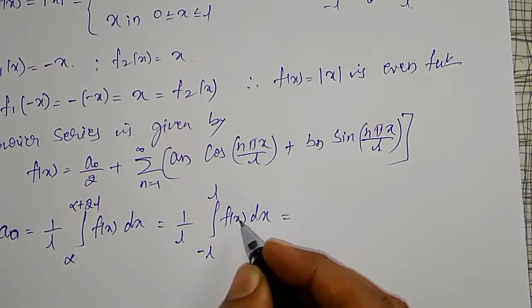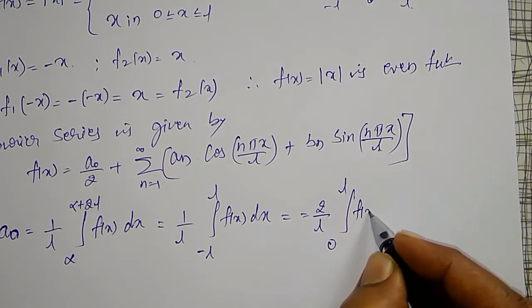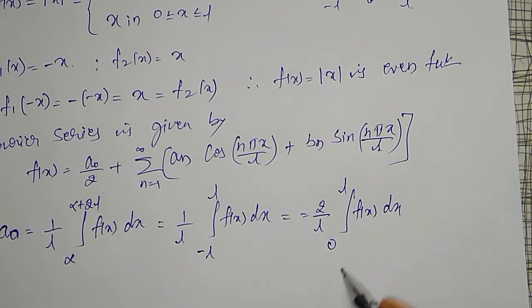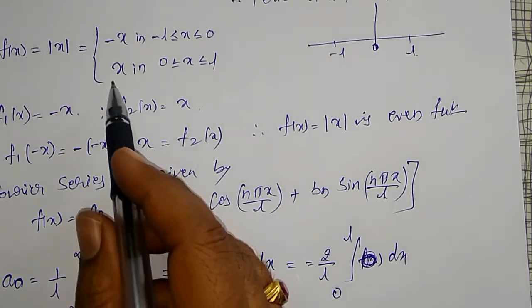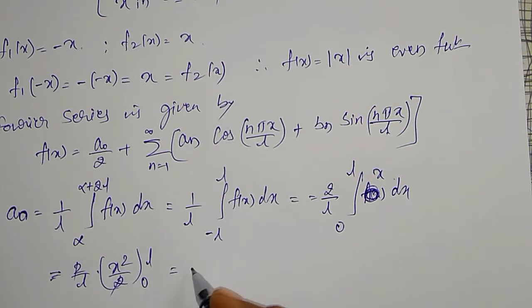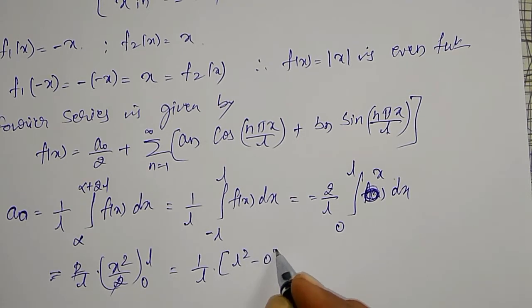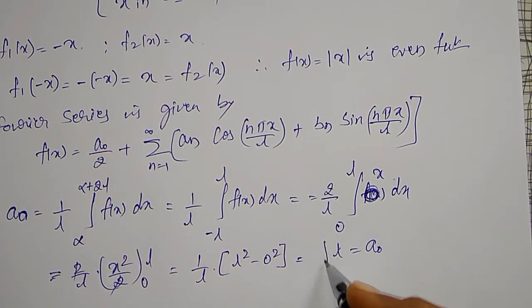But f of x is an even function, therefore I can write it as 2 by L into integration from 0 to L of f of x dx, according to the property. For 0 to L, f of x is defined to be plus x, and its integration is given by 2 by L into x square divided by 2 between the limits 0 to L. The 2 cancels, and 1 by L into upper limit minus lower limit, L square minus 0 square, which is equal to L. 1 by L cancels. My answer is L. So a naught value is L.